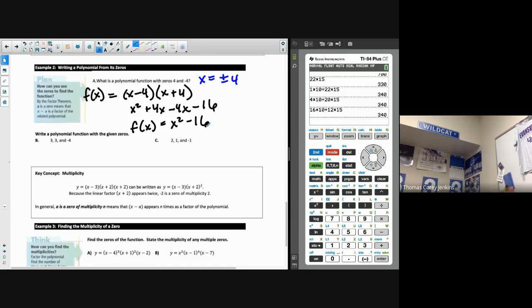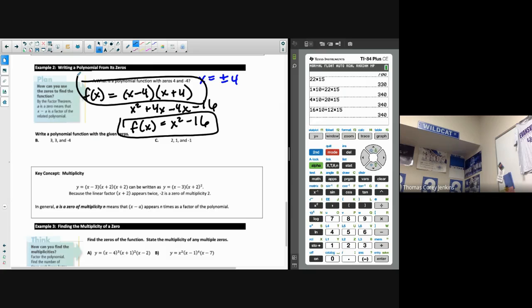So it just depends on which way they want it. It could be that, or it could be that. So just look at what they are looking for. Read the directions. Okay, let's do one that's just maybe a little bit tougher.